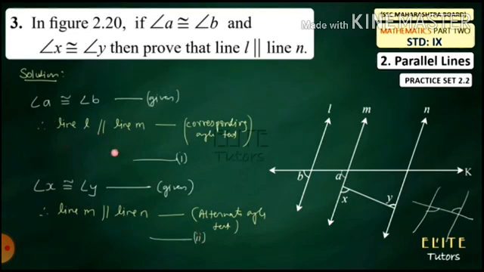Now we will compare first and second. Here L and M are parallel and here M and N are parallel. M is common, so therefore L is also parallel with N. So we can write from 1 and 2, line L is parallel to line N.